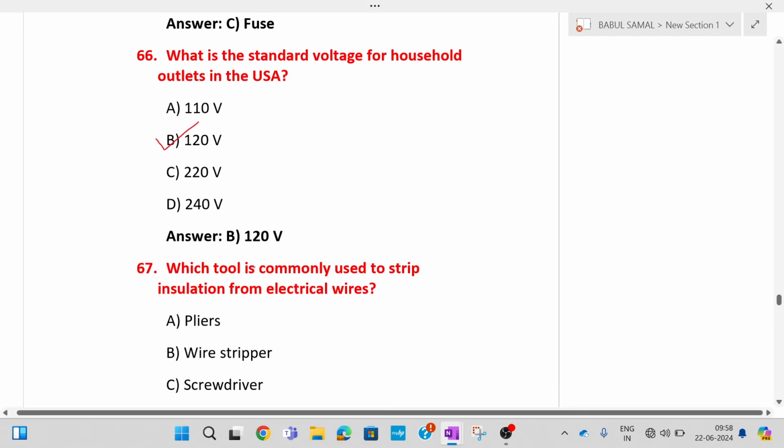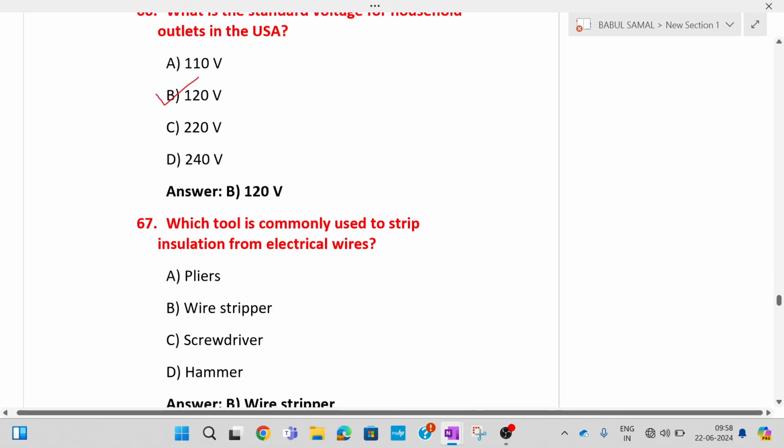Next question. Which tool is commonly used to strip insulation from electrical wires? Which tool do we use to strip, that is, to remove the cover on top of the wire, from electrical wires? The options are pliers, wire stripper, screwdriver, hammer. So we know a wire stripper is used in order to strip the insulation from the electrical wires. Option B will be correct.